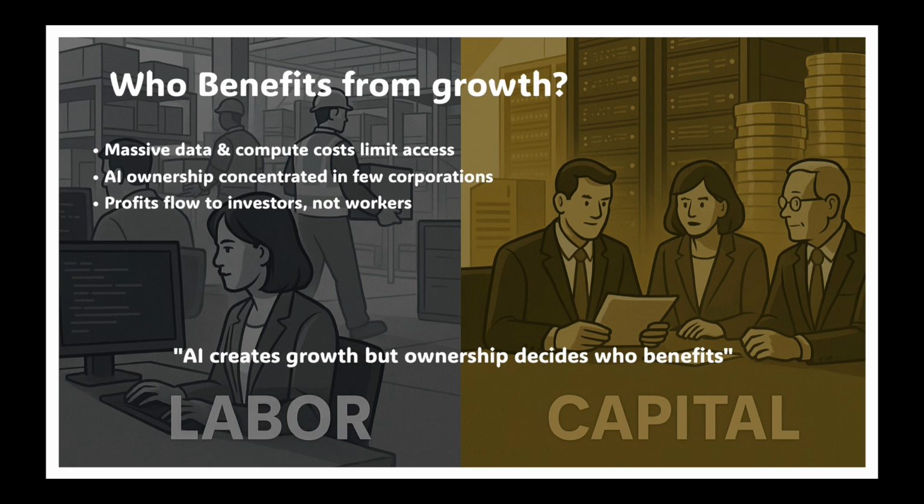Running large AI systems demands enormous computing power, vast amounts of data, and advanced infrastructure. Because only a few corporations can afford these investments, ownership, and therefore the rewards, become concentrated in their hands. As a result, profits flow mainly to shareholders and investors rather than to the workers who help operate these systems.